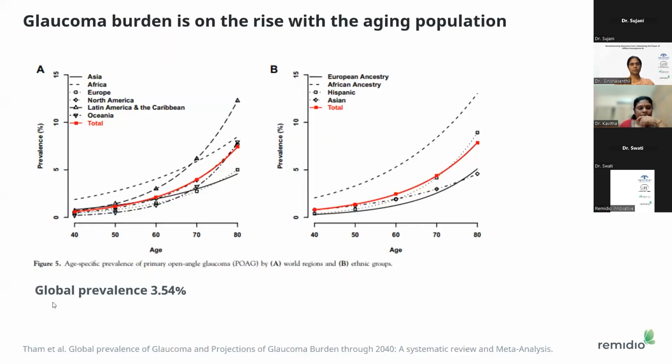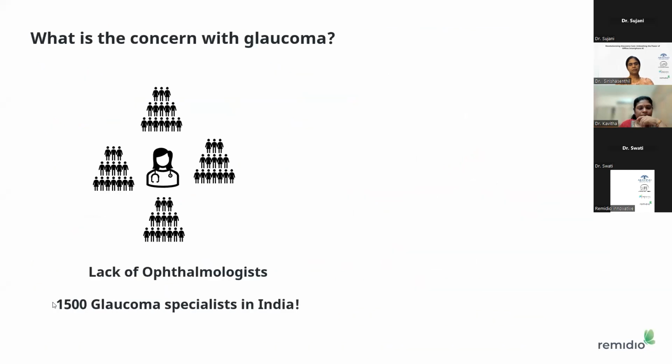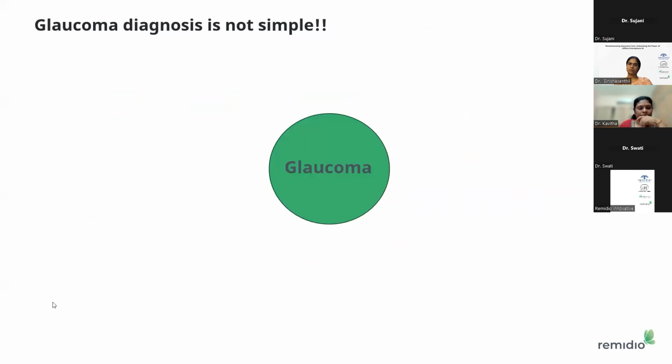While the global prevalence stands at 3.5%, as you can see here, as age advances, the prevalence also increases. And Asian countries account for over 60% of the global burden. Further complicating this problem is the acute shortage of ophthalmologists, let alone glaucoma specialists. And if left alone, it can lead to irreversible blindness and has undue consequences on quality of life and financial implications as well. To add to this is the complexity of the disease itself, and the diagnosis is not simple.